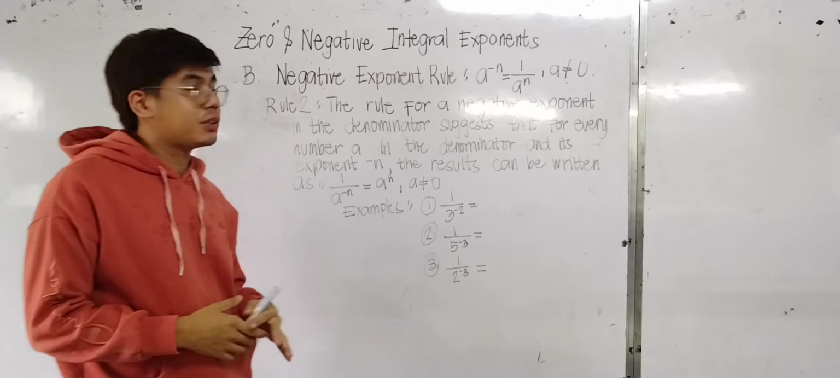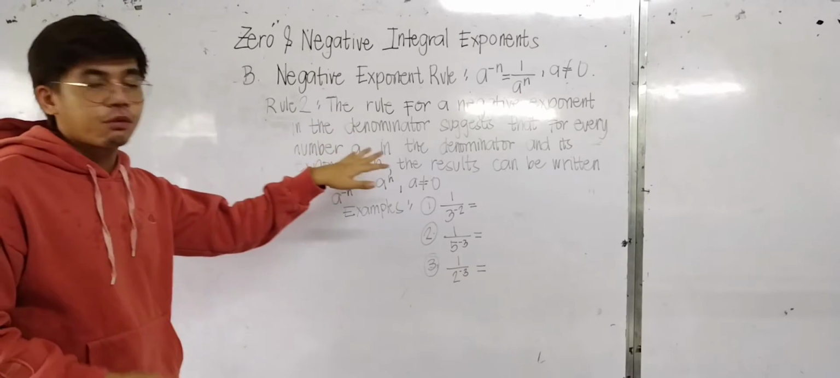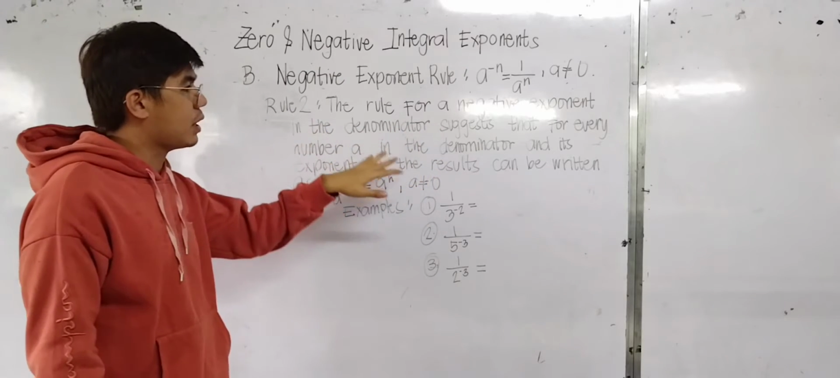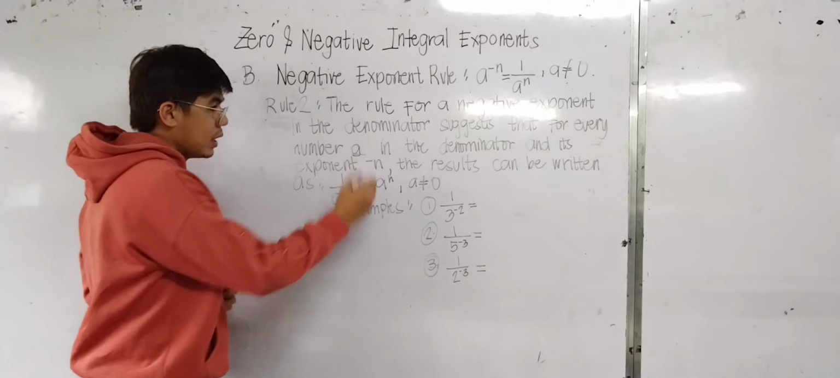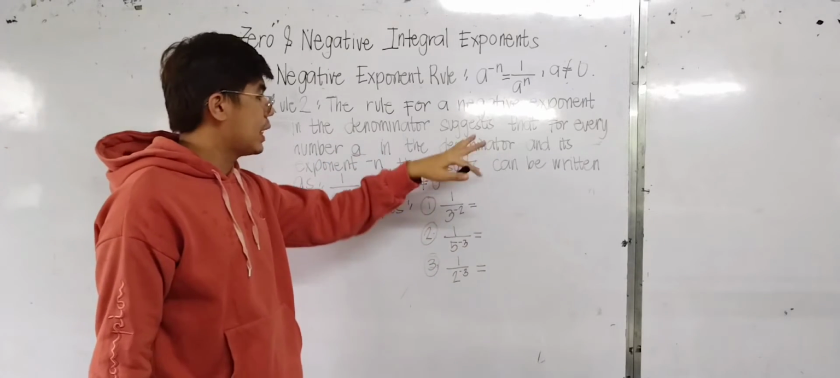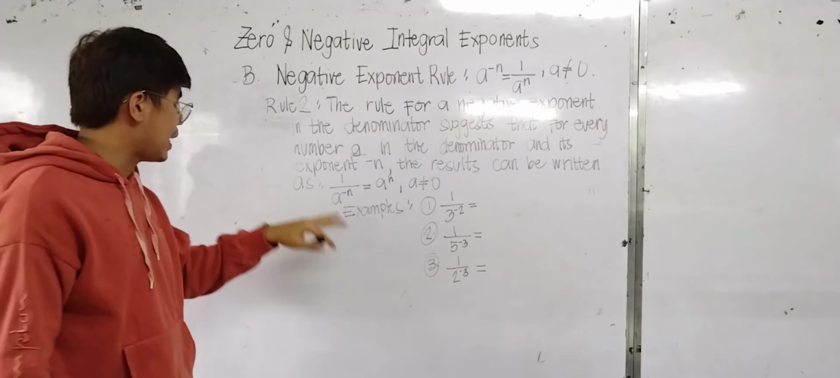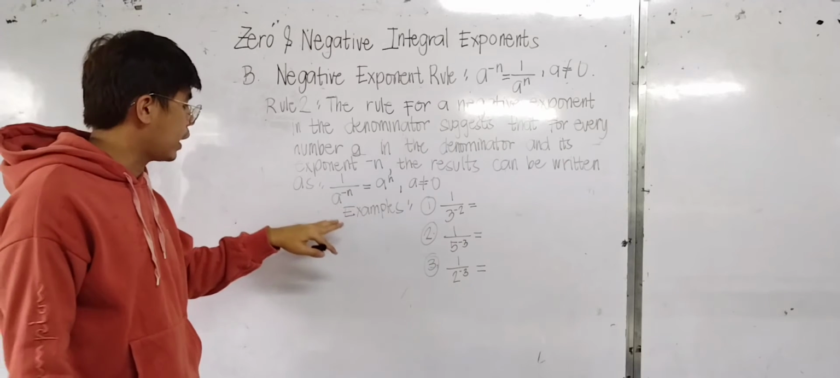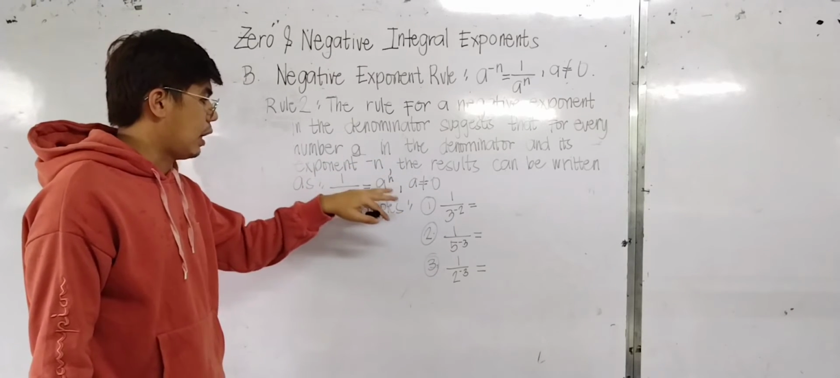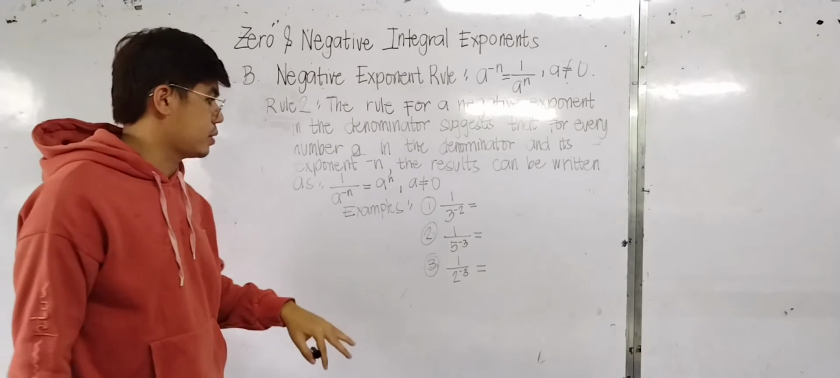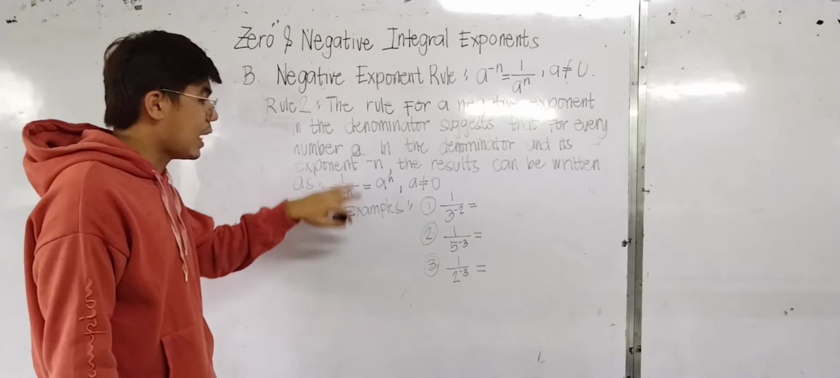Okay, let's now proceed to the second rule for the negative exponent rule. The rule for a negative exponent in the denominator suggests that for every number a, or our base, in the denominator with an exponent of negative n, the result can be written as 1 over a raised to negative n equals a raised to n, where a is not equal to 0. So all you need to do here, class, is to find, again, the reciprocal.